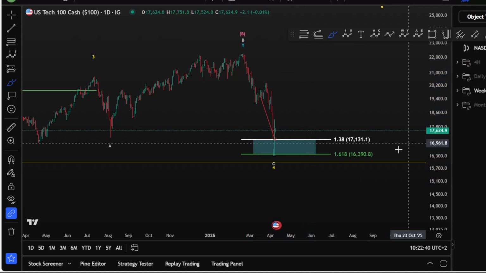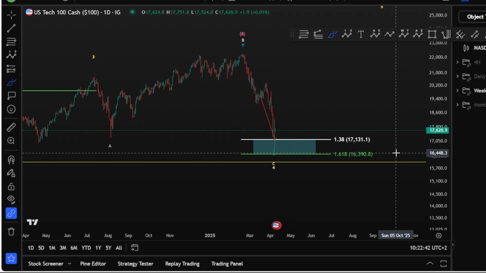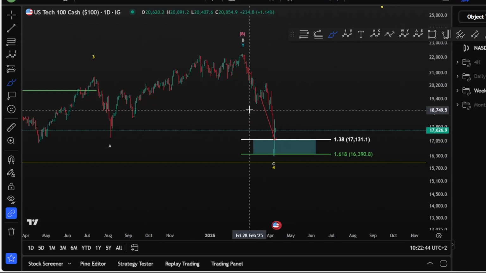So at that time, I think I will be back in Berlin, and we're going to dive much deeper into the stock market as well to see what's going to happen next.